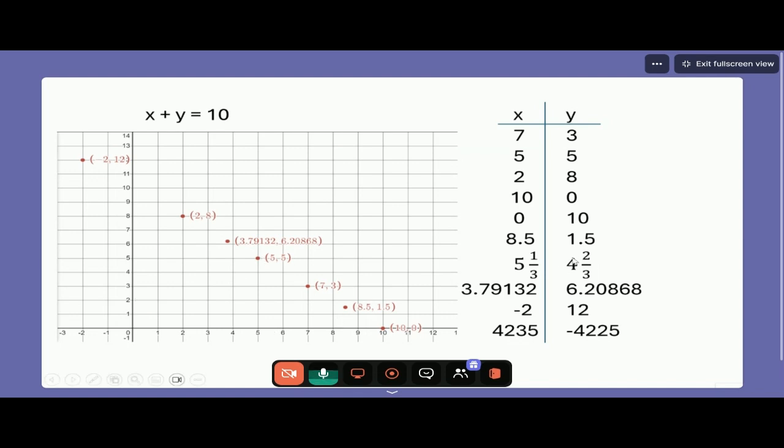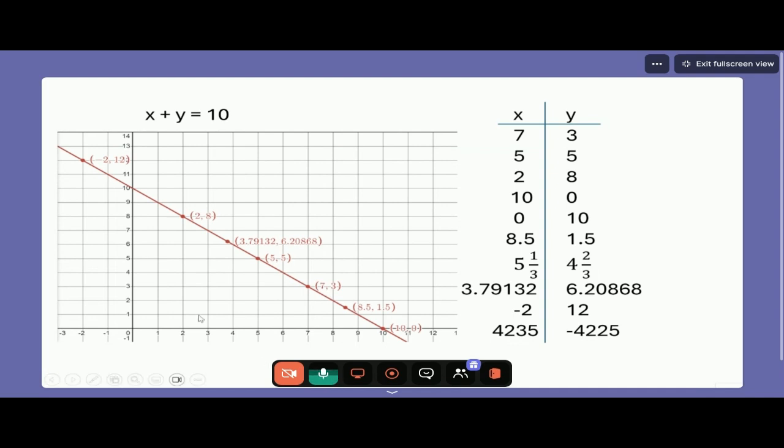I had trouble making the fractions on the graphing program I was using, so I just didn't bother with that one there. And this one here is obviously way too big to be on this particular scale, but it's down there somewhere way over to the right and way down. And look, when you look carefully at all these pairs of numbers that make x plus y equals 10 true, you notice that they all fall on a straight line.